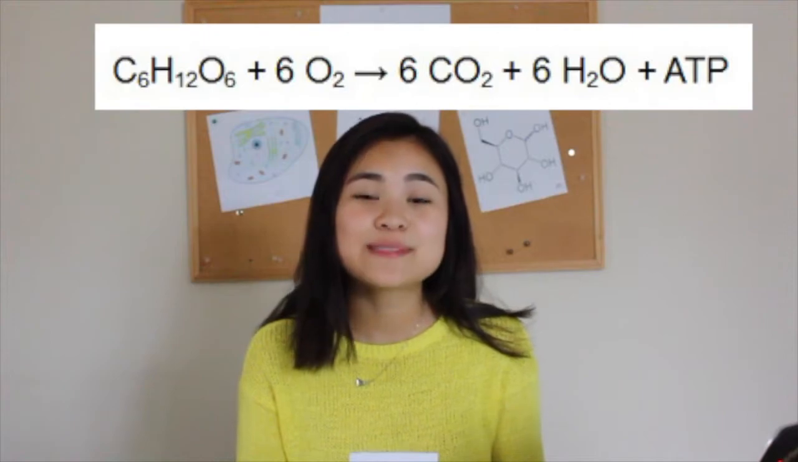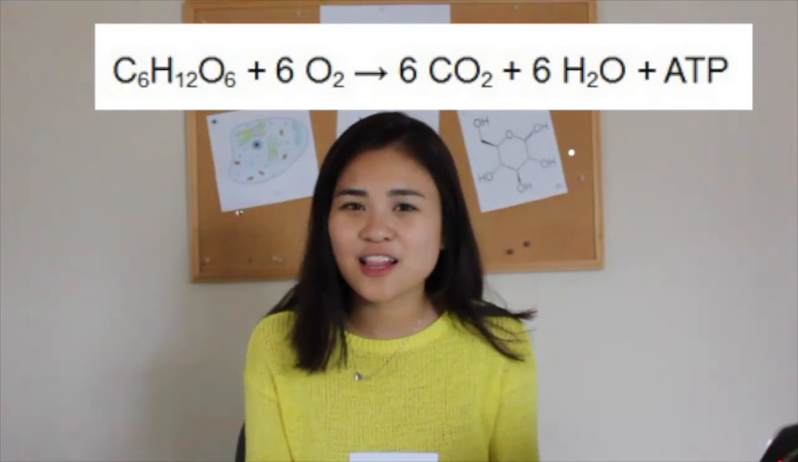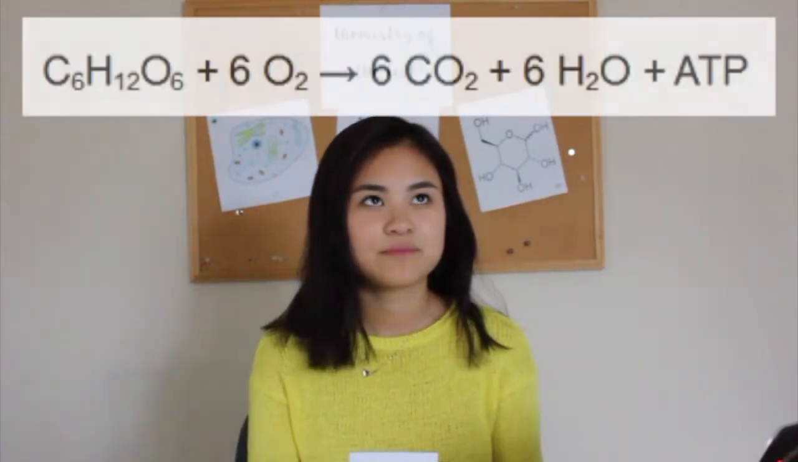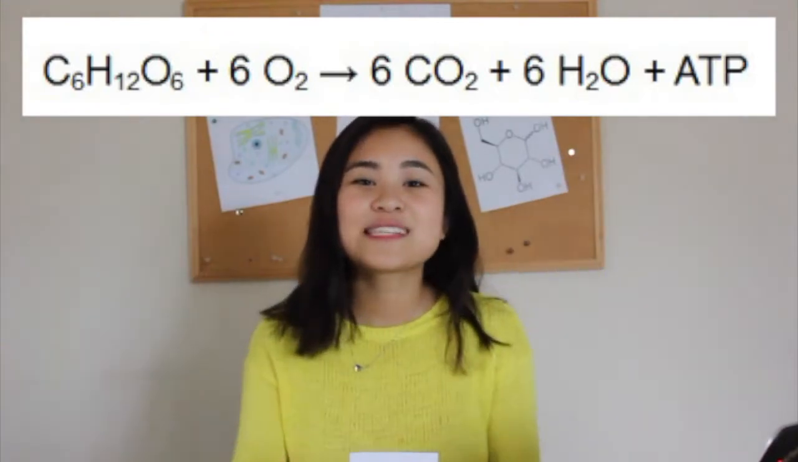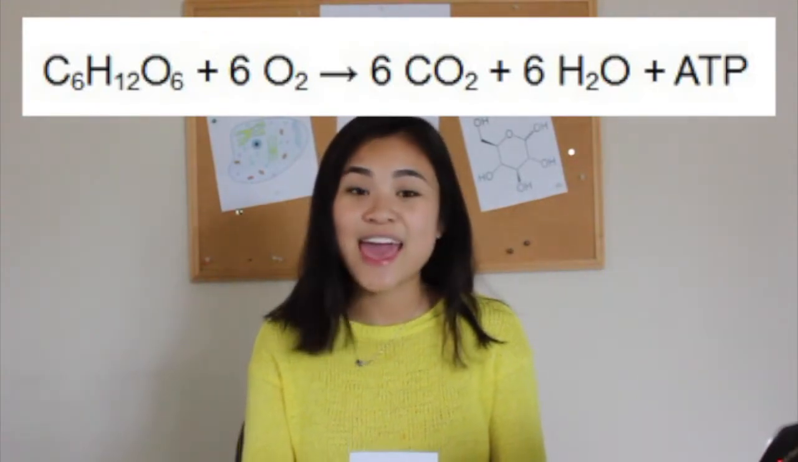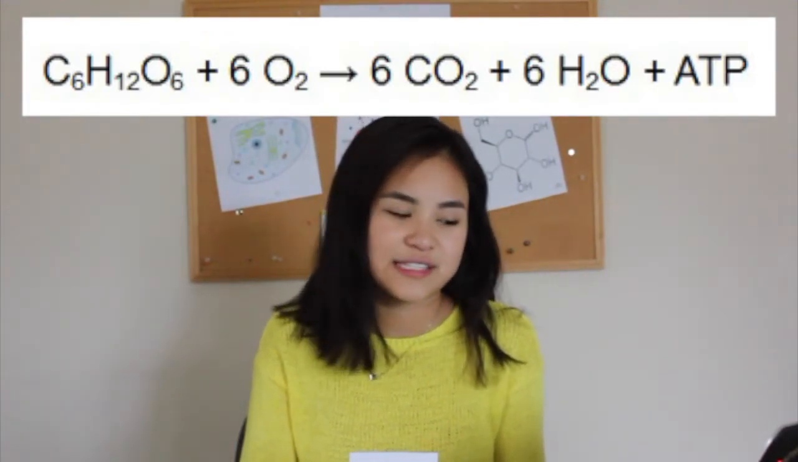This equation describes cellular respiration, and without cellular respiration, well, we would all be dead. Now let's take a closer look at this process. In this equation, we see that the products are CO2, H2O, and energy, also known as ATP. And this makes sense because we expend energy and breathe out carbon dioxide.